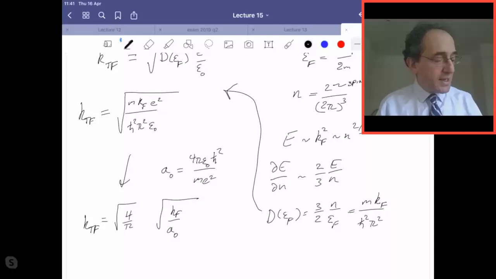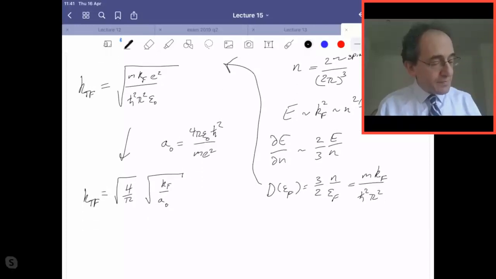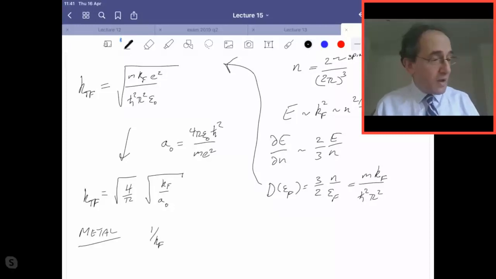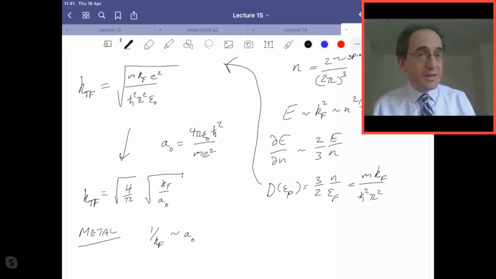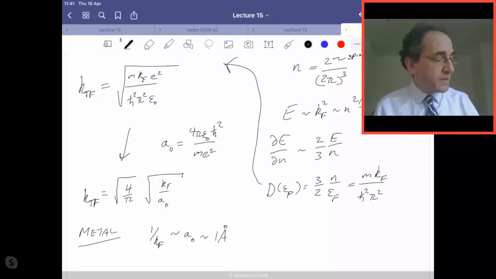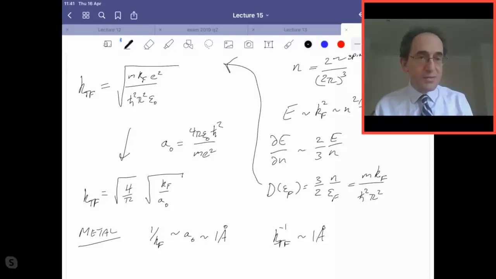it's the geometric mean. Take the inverse kF and the square root of kF over a naught like this. 1 over kF is a length scale, a naught is a length scale, so we're taking the geometric mean of those two length scales. Okay, now in a metal like aluminum, the kF is on the order of 1 over a naught. It's basically the interatomic, or the unit cell size, 1 over the unit cell size, give or take some factors of 2 pi and things like that. So it's on the order of an angstrom. So the screening length, inverse k Thomas-Fermi, is on the order of an angstrom. It could be 2 angstroms or 3 angstroms or 1/2 angstrom or something like that.